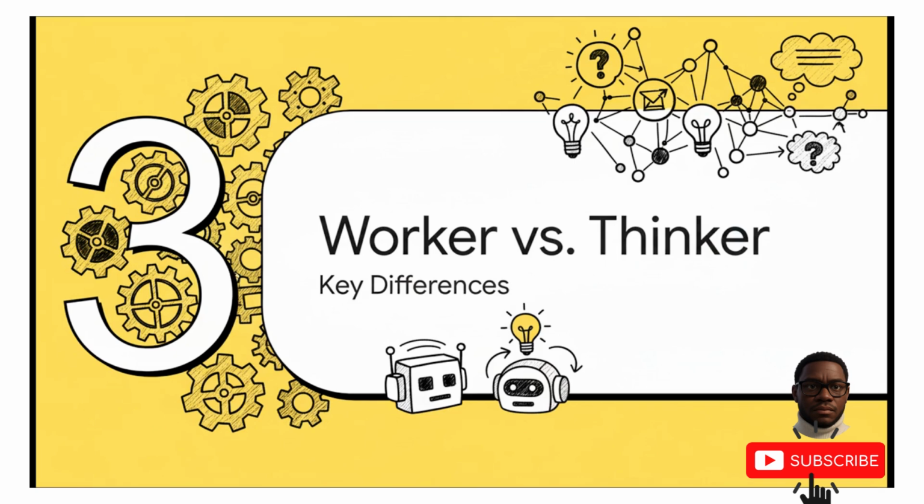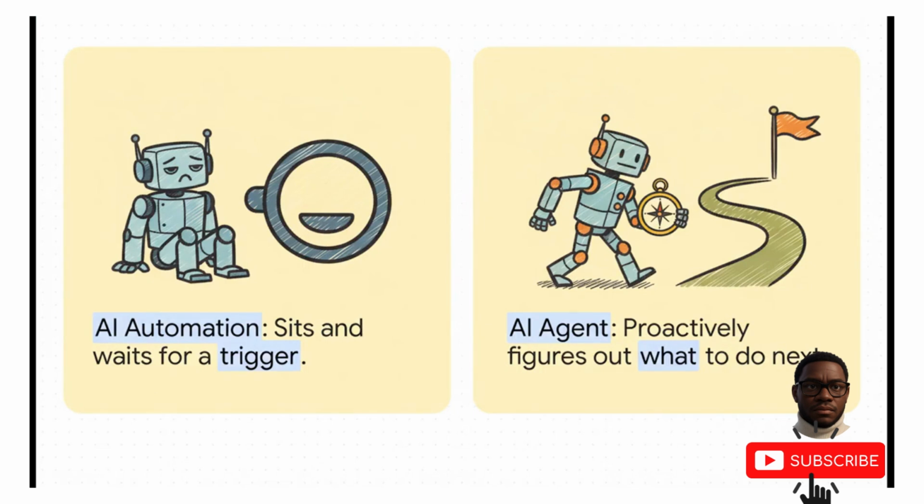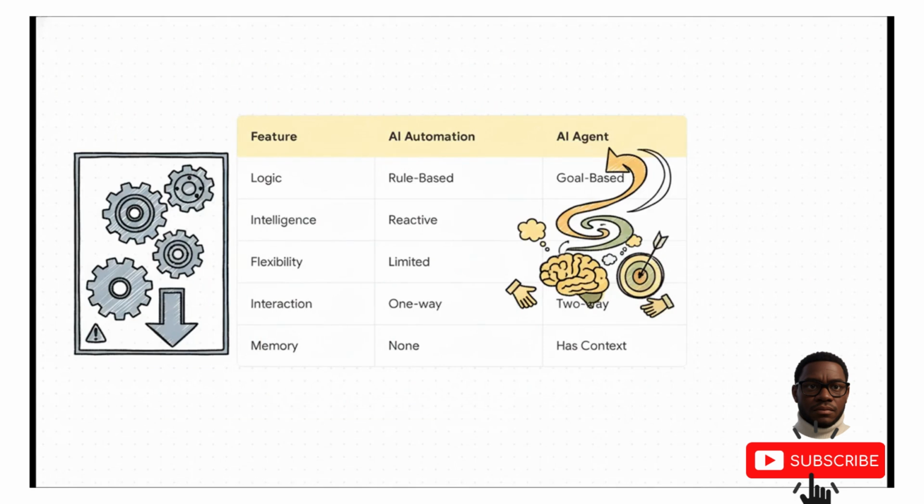to really hammer home the differences. If you only remember one thing from this whole explainer, let it be this. AI automation is purely reactive. It just sits there and waits for a trigger to tell it what to do. An AI agent is proactive. It's constantly thinking about its goal and figuring out the very next step it needs to take, all on its own. Let's break this down even more.